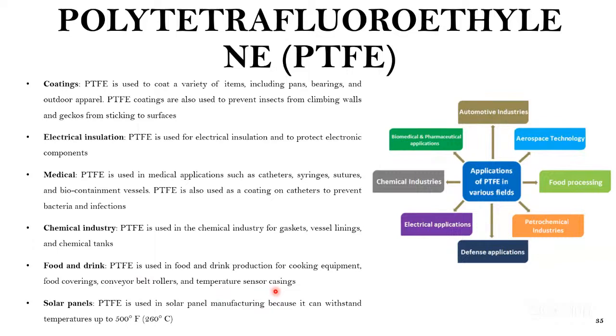Then the temperature sensing casing. These are a few of the Teflon equipment and components majorly installed in the food and beverage industry, where large or continuous production is happening only due to the properties of Teflon. Next, they are also used in solar panels.